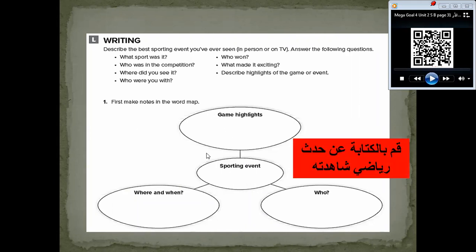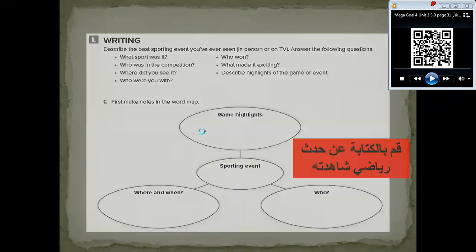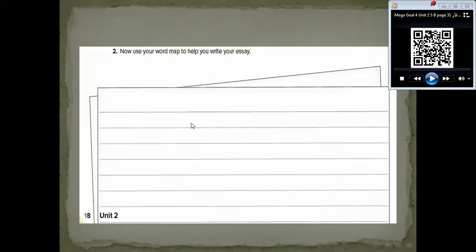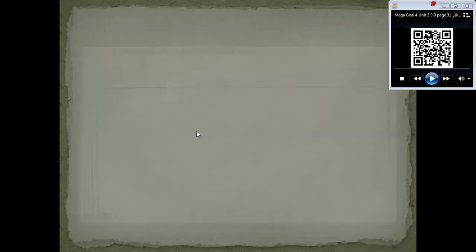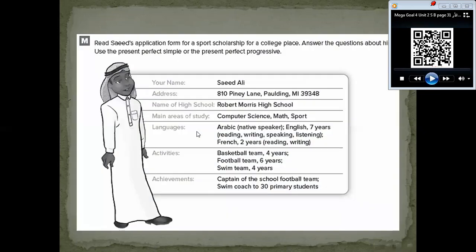Now I want you to look at these questions, make notes in the word maps, as you see here, and use these notes to write your paragraph or essay here in this part. Okay, now my dear students, let's go to the new lesson of today. It's on page number 19. Now I want you to participate with me to answer any question related to the lesson of today.